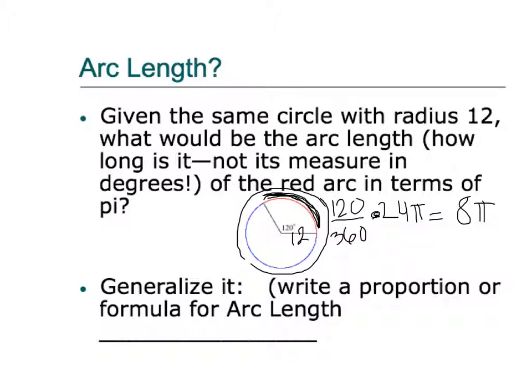And so if we generalize it down below, we could come up with something like the measure of an arc divided by 360, which is the degrees of the entire circle, times 2 pi r, would give us our arc length. Now 2 pi r gives us the entire circumference, but if we're just asking for a small section of that circumference, we take the measure of the arc divided by 360 and multiply it by the entire circumference.